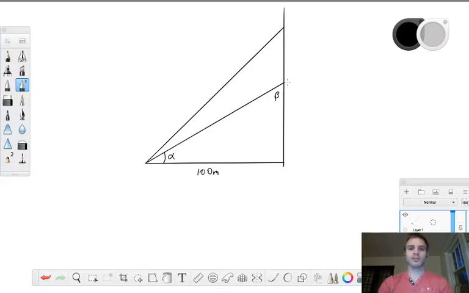So first let's start off with the first section, and then we can calculate the second section after, even though we might not need it. We're told that alpha equals 30 degrees. And since this is a tower, we can take this to be perpendicular. So that means that beta must be 60 degrees.